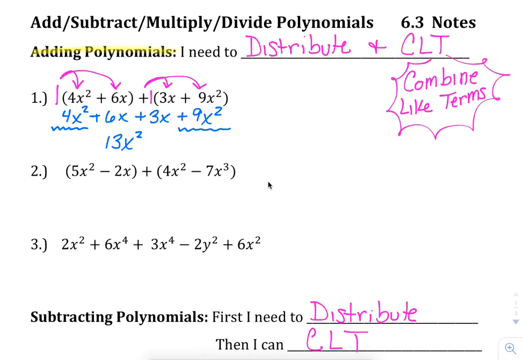Next thing I look at is I notice that my 6x and my 3x could combine. They're both x's. 6 plus 3 is going to make 9, so plus 9x. Take a second, write that one down. If you need more time, you can always pause it.